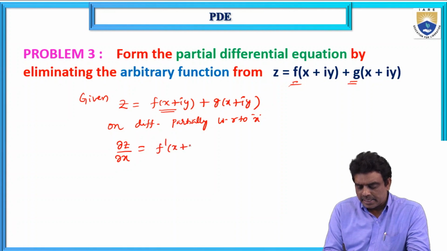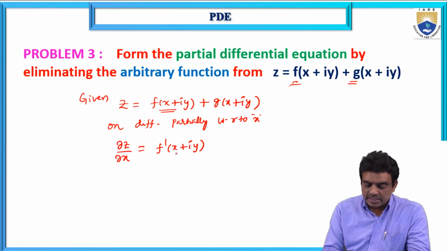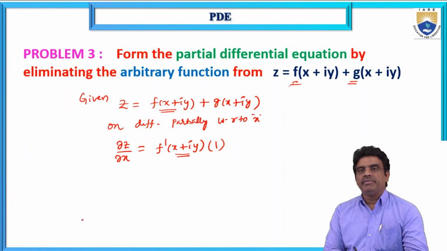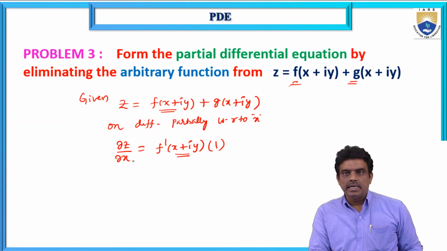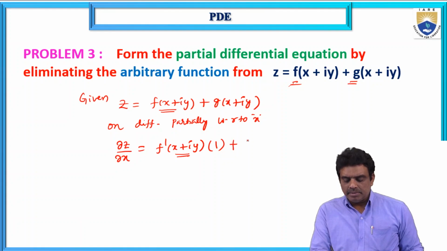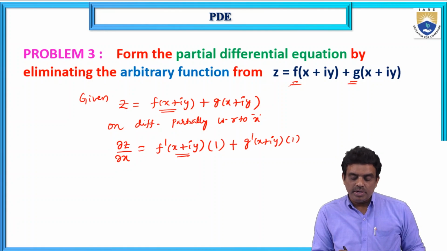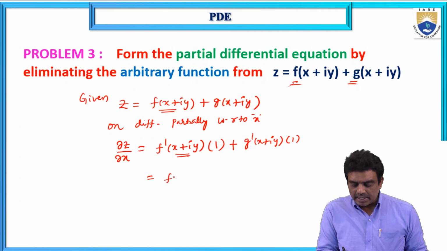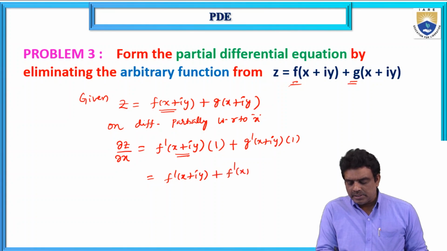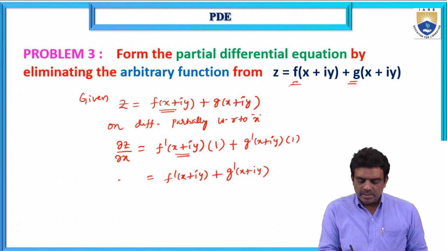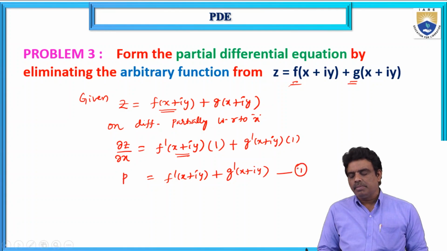Differentiating f(x + iy) partially with respect to x, you will get f'(x + iy) times 1, and the iy term becomes 0 because we are differentiating partially with respect to x. Similarly, in the second term, g'(x + iy) times the derivative of x + iy is only 1, because the y term will be 0. So we get f'(x + iy) + g'(x + iy) = p, and this is called equation number 1.